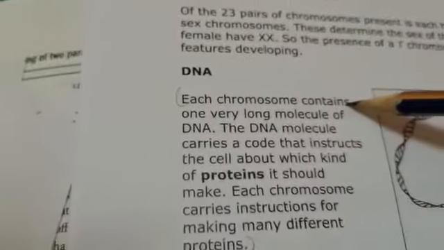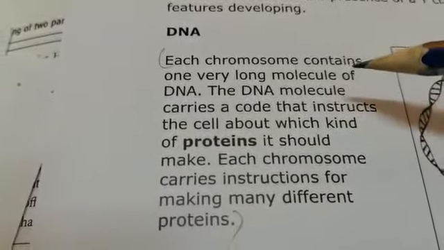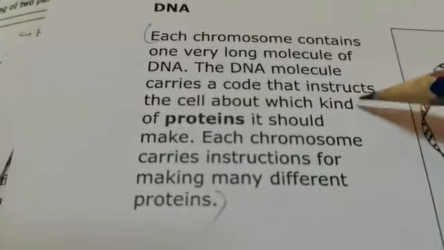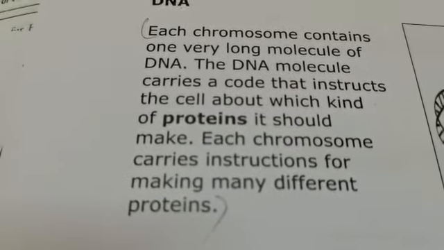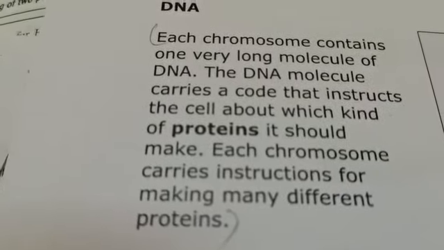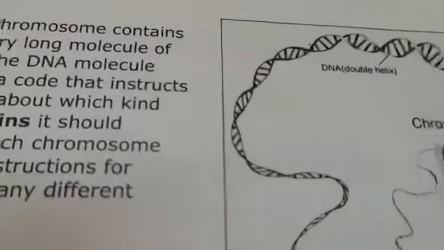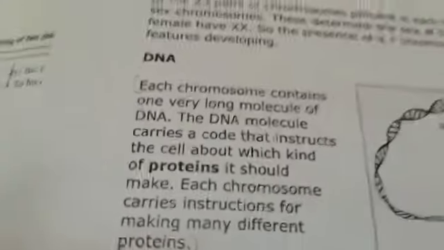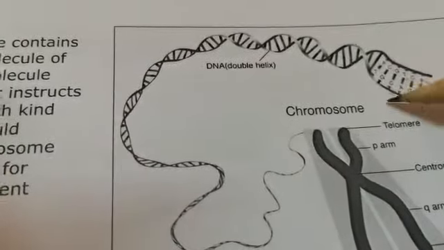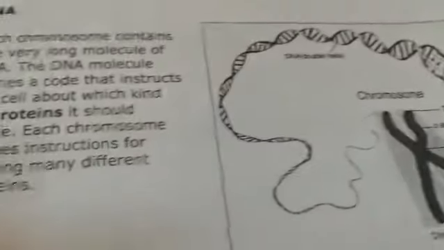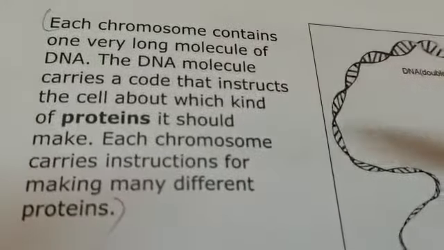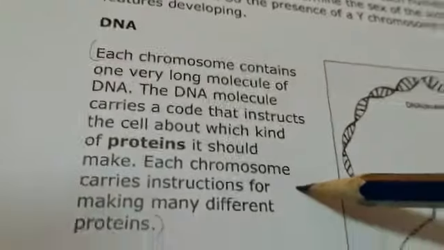Now look here, have a close look. Each chromosome contains one very long molecule of DNA. The DNA molecule carries a code that instructs the cell about which kind of protein it should make. Each chromosome carries instructions for making many different proteins. So did you understand the function of the DNA? This DNA molecule carries a code. I told you that the bases are in a code, right? You can see the code A to T, G to C, like this. This code gives instructions to the cell about what kind of protein it should make. So this is the function of this DNA.